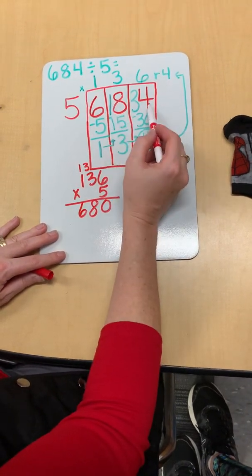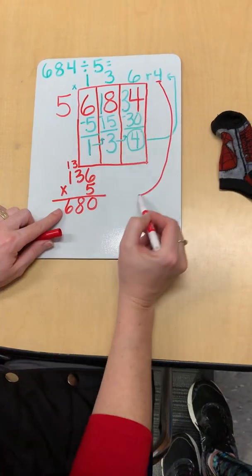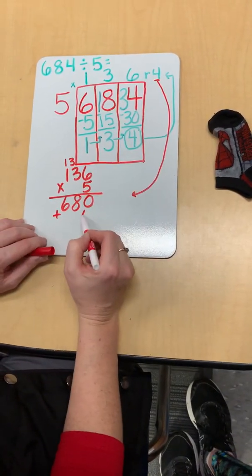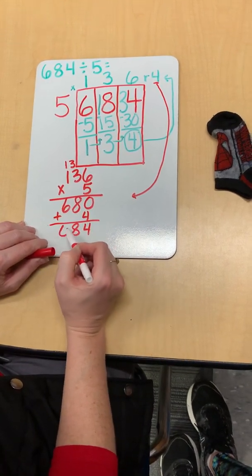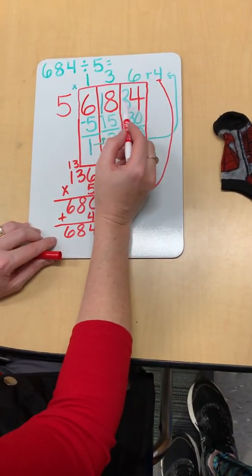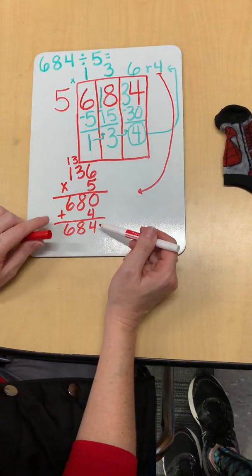Now I don't have 684 down here because I have to still add in this 4. So we're going to add the remainder with this, and I will end up with 684, which we should get. 684 is our dividend. That's the number we should get down here as well.